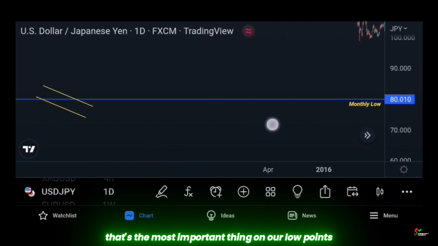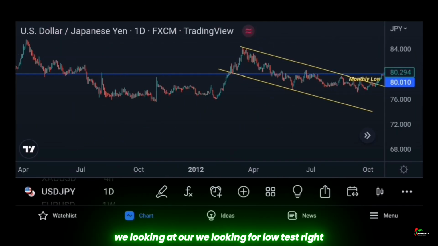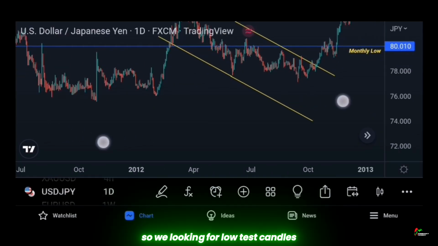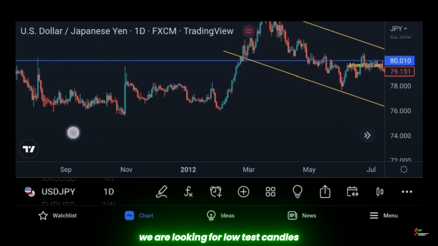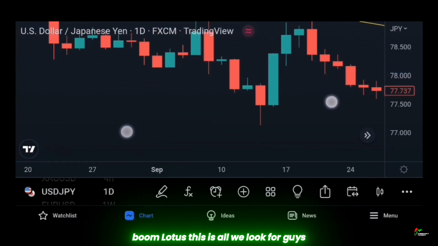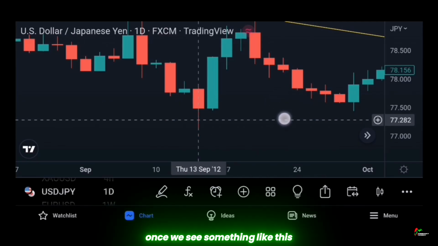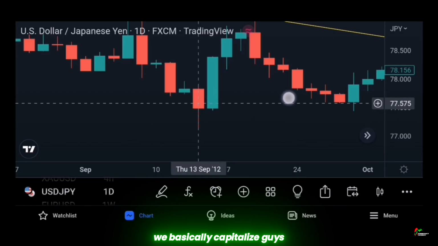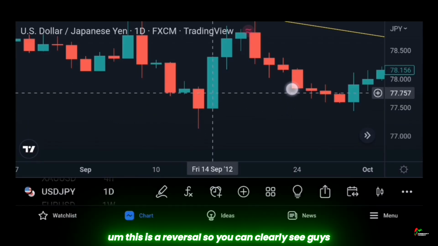On our low points, we're looking for low tests, right? We are looking for low test candles. Boom, low test. Boom, low test. This is all we look for, guys. Once we are on those low value areas and we see something like this, we basically capitalize. This is a reversal.